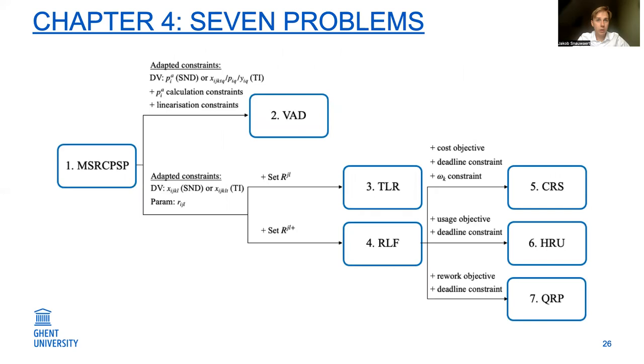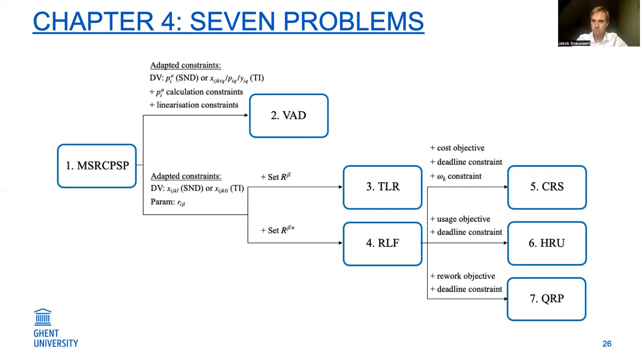The following slide gives an overview of how the seven problems are related to each other. The HMSRCPSP with variable activity duration, which is two here on this slide, can be created from the MSRCPSP by introducing the variable duration constraints. Then for all the other problems, we need to introduce skill level requirements. And for the task level restriction extension, we also introduce a set of resources that specify that only the resources that master a certain level can execute the activity.